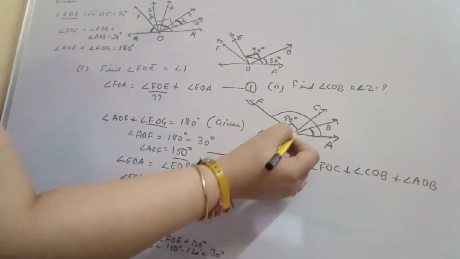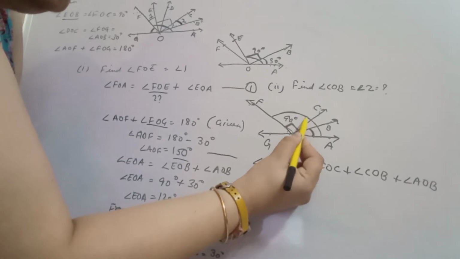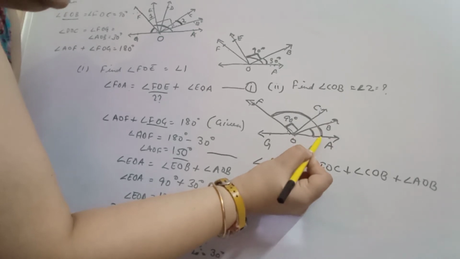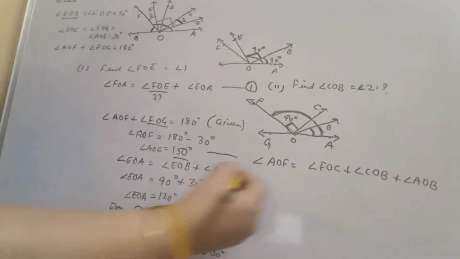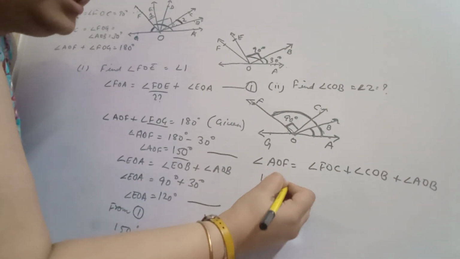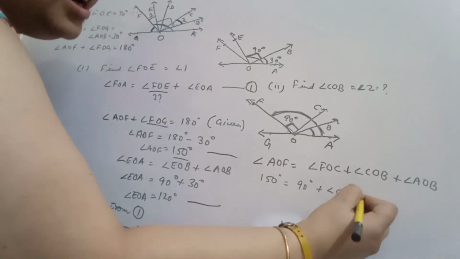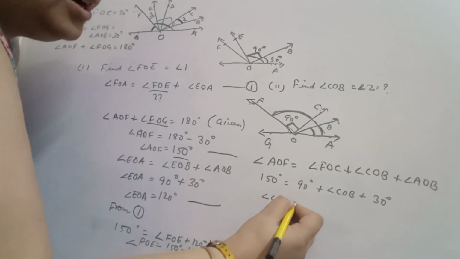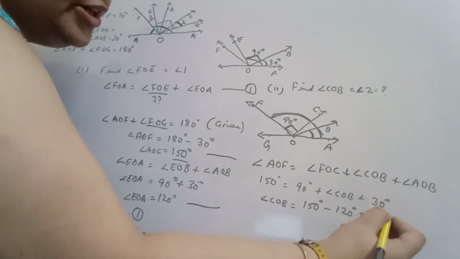Between OF and OA there are two rays. So these two rays are actually making many angles. Out of these three angles, I have two angles here and the third angle I have to find. So AOF is 150 degrees, FOC is 90 degrees, COB I have to find, and AOB is 30 degrees. So my COB becomes 150 minus 120, that is 30 degrees.